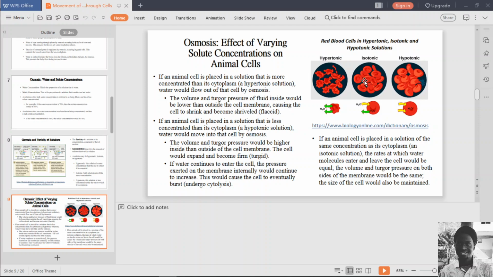And that is why the cells here in the middle have normal shapes and sizes, because they were placed in an isotonic solution, so the amount of water entering was equal to the amount of water leaving the cell. Okay, and that is what happens in an isotonic solution. Okay, most of our body fluids are isotonic, right? That's why our cells are able to maintain their normal shapes.